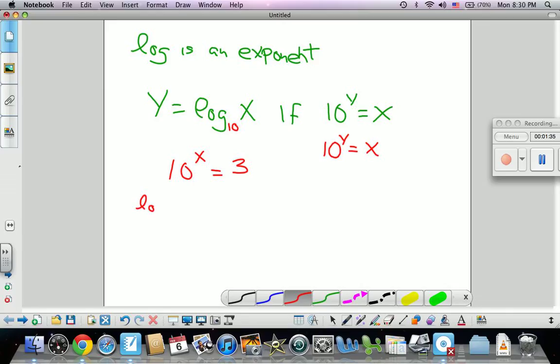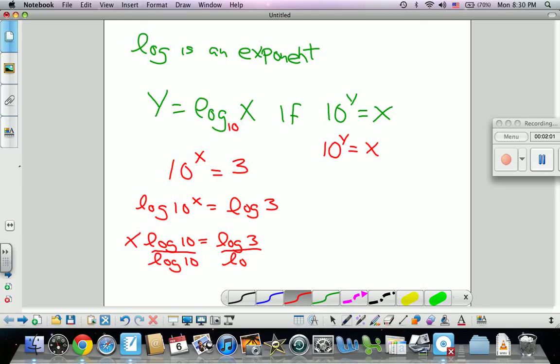The way we do this is a kind of procedure. You take log of the left side and log of the right side. One of the properties we should know is that if you take a log of something to a power, it's a power times a log. So this becomes x log 10 equals log 3. We're trying to solve for x, so we divide both sides by log 10. Those cancel, it makes a 1. So we have x now equals log of 3 over log of 10.